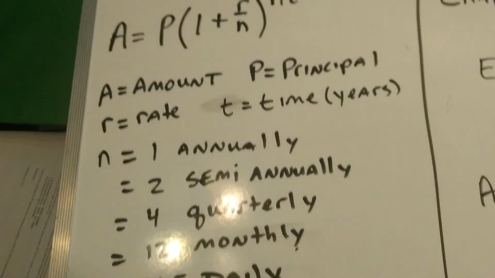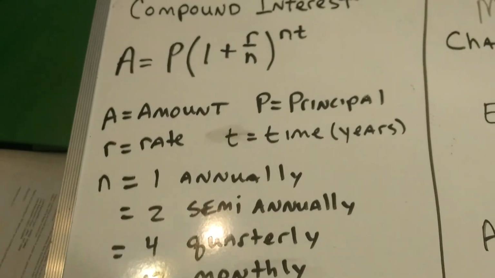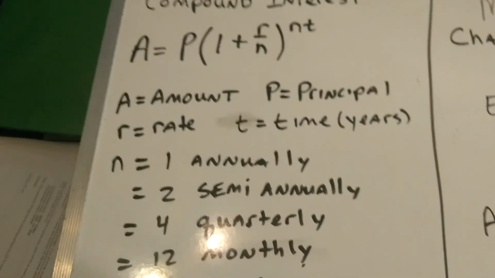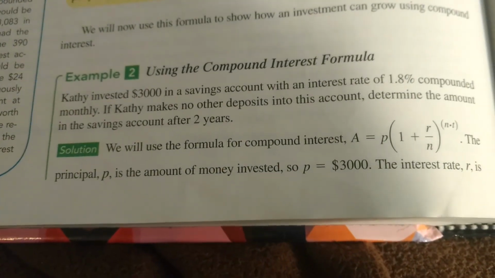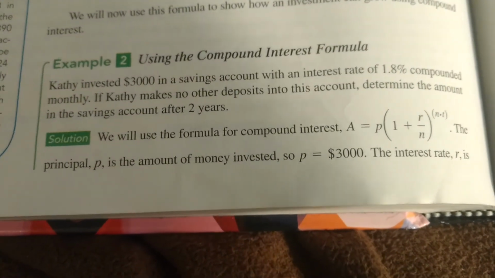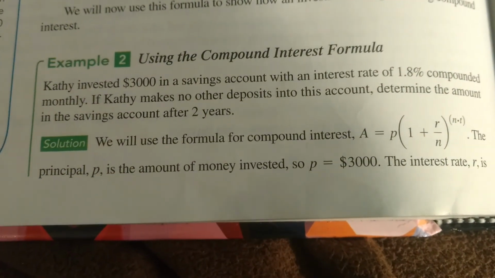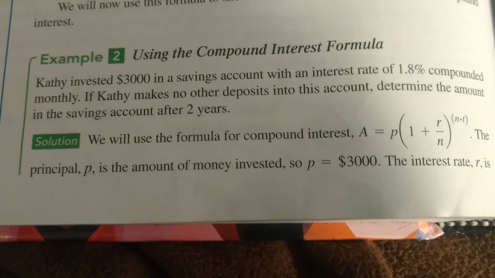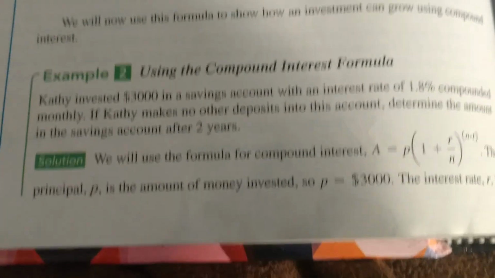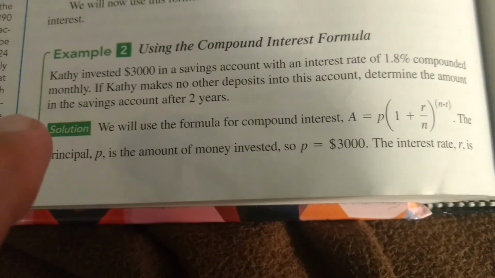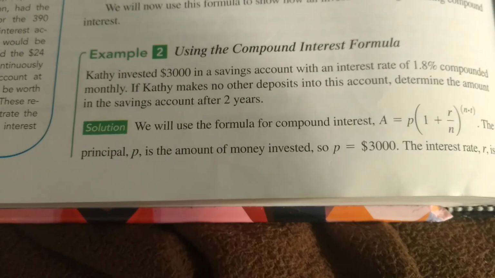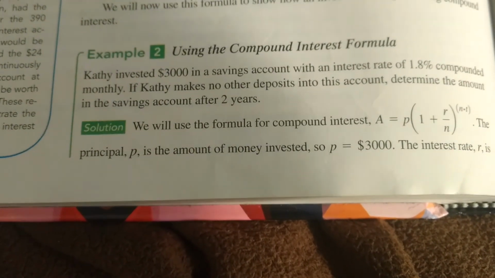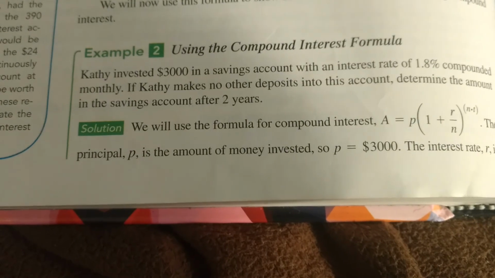Basically, these problems are just reading the problem and then substituting the numbers into the formula. So if we come to our first problem here, which is example 2, it says Kathy invested $3,000 in a savings account. There's our principal. With an interest rate of 1.8%. There's our R, 0.018, compounded monthly. So when it says compounded monthly, that tells us our N is 12. If Kathy makes no other deposits into this account, determine the amount in the savings account after 2 years.